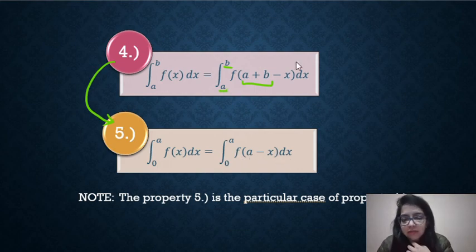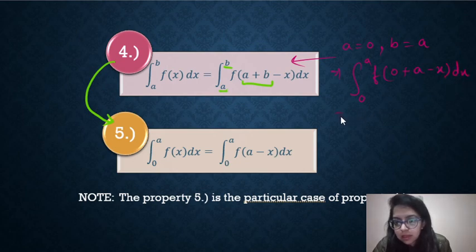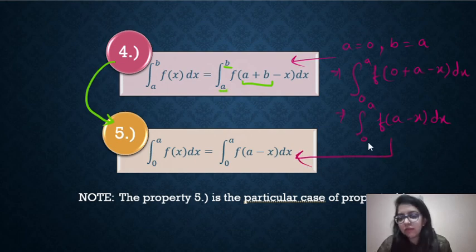How can we get this? If I apply this property with a equal to 0 and b equal to a, and apply these limits, what will you get? Integral 0 to a f(0 plus a minus x) dx, that is equal to integral 0 to a f(a minus x) dx, which is exactly the same as this.